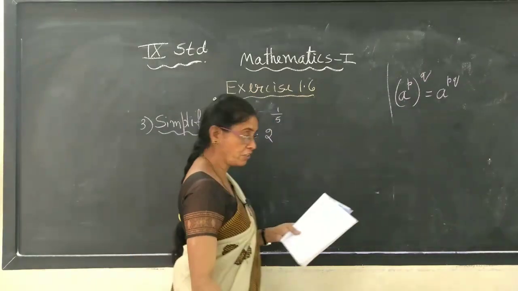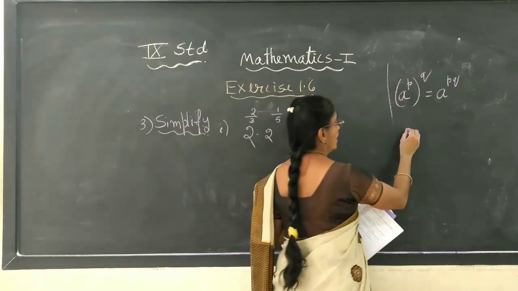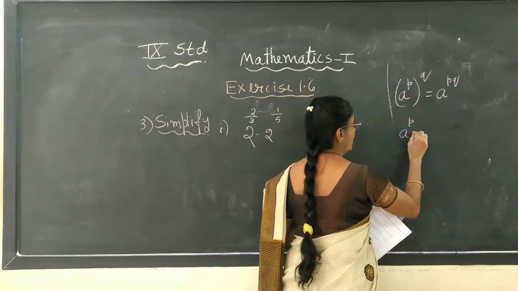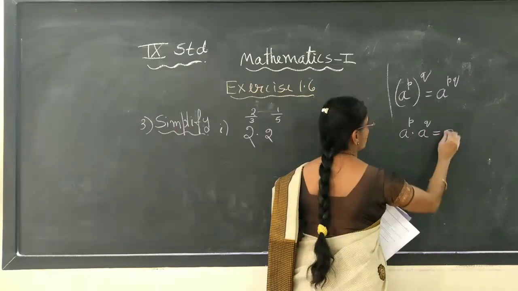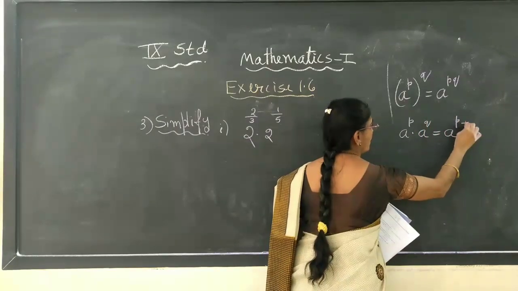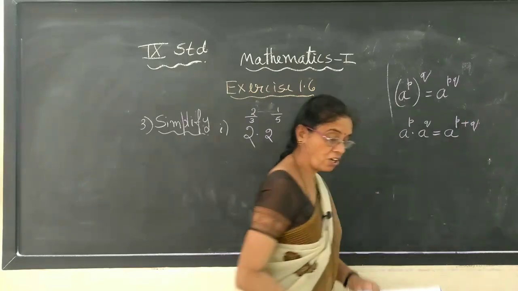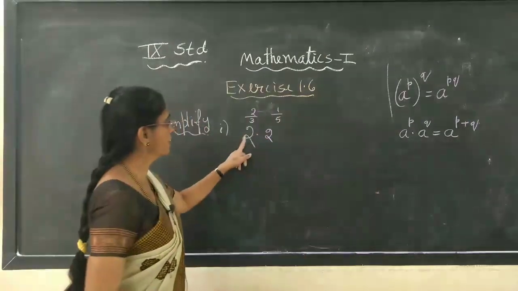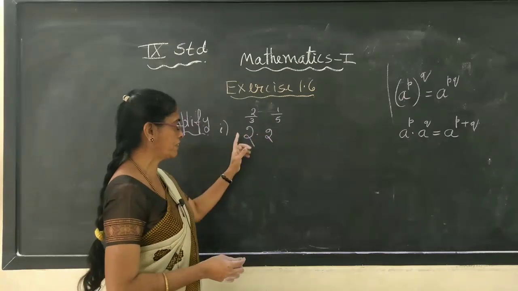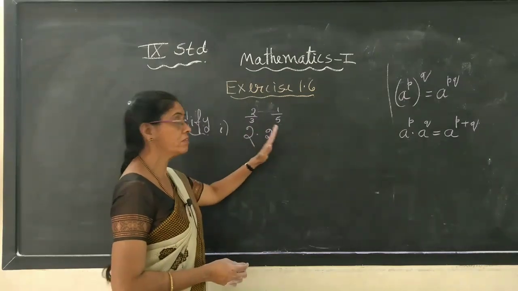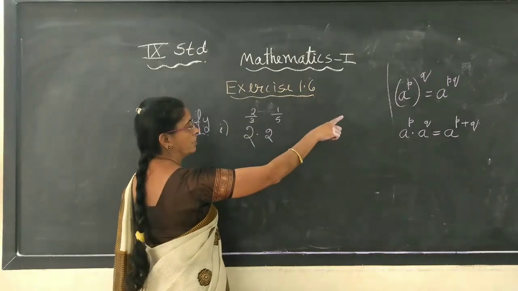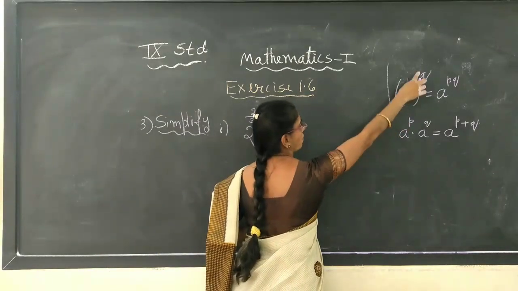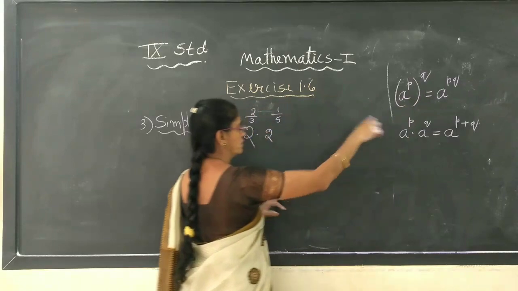Here which one we have to use? a to the power of p into a to the power of q is equal to a to the power of p plus q. This law we have to use now. They are given separately, same base but separately the two indices are given, so we have to use this one. It is the same base, power of power is given, this law we have used. Now this law we have to use.